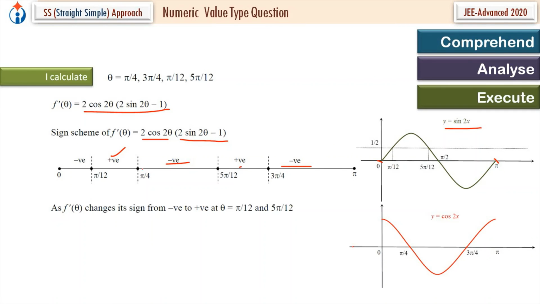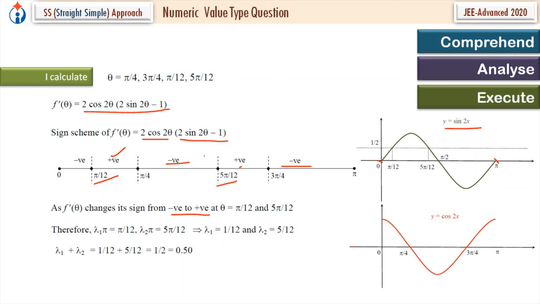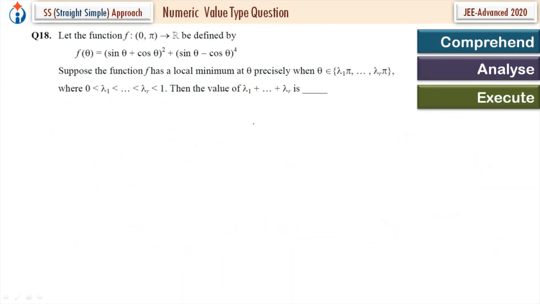So from the first derivative test, f dash theta changes its sign from negative to positive at theta equal to pi by 12 and 5 pi by 12, negative to positive. So point of local minima. So lambda 1 pi is equal to this, lambda 2 pi is equal to this, lambda 1 is equal to this, lambda 2 is equal to this, lambda 1 plus lambda 2 is equal to, we just got the value 0.5. Straight, simple approach. Basic methods, basic results. I get my answer.